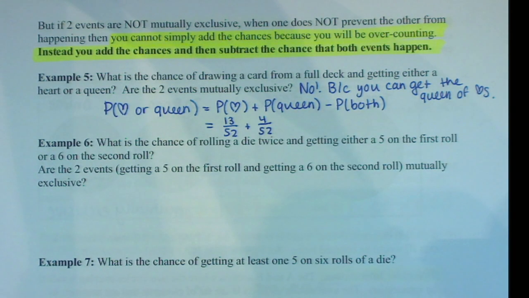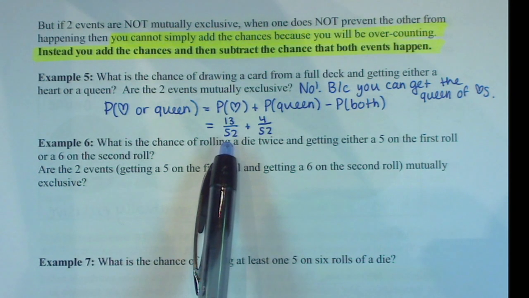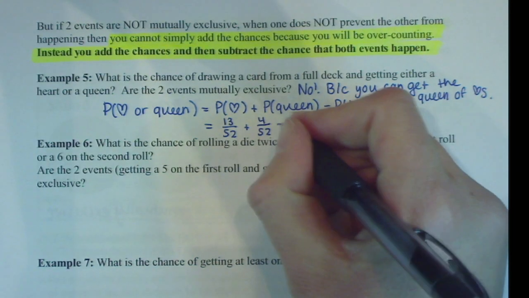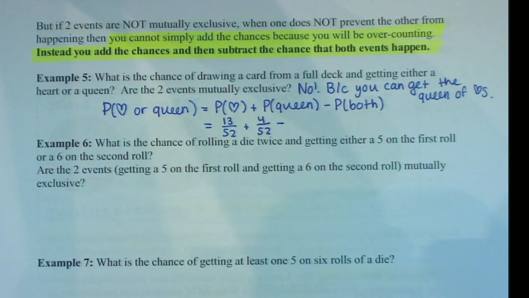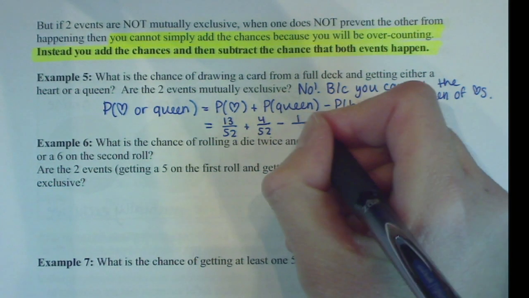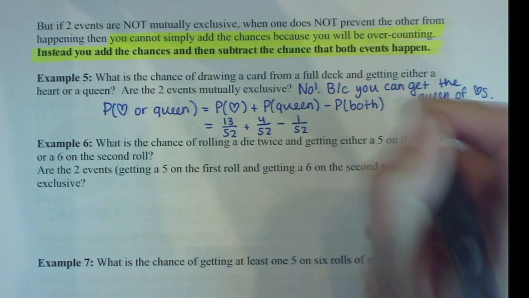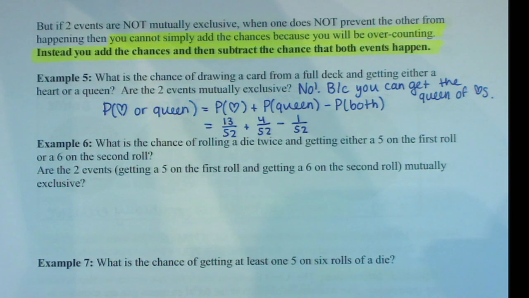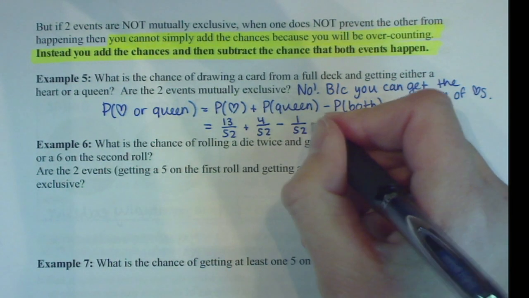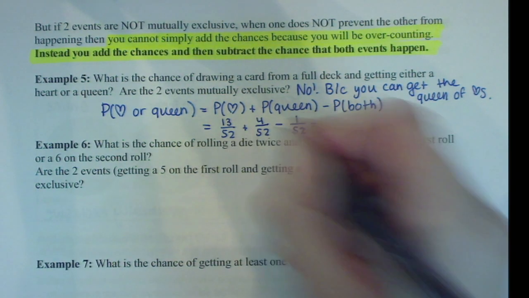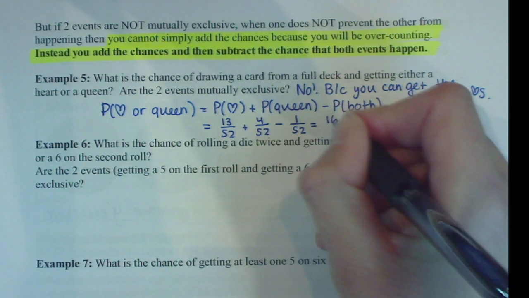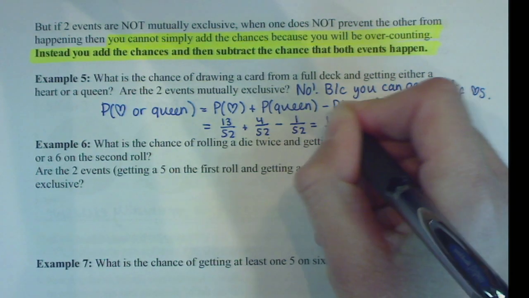But then I counted the Queen of Hearts as a heart and as a queen. So I have to subtract the probability of getting both, getting the Queen of Hearts. And there's only one of those in the deck, so I'm going to subtract the probability of getting both. And then these all have common denominators, so I'm just going to go ahead and simplify. 13 plus 4 is 17, minus 1 is 16 out of 52.